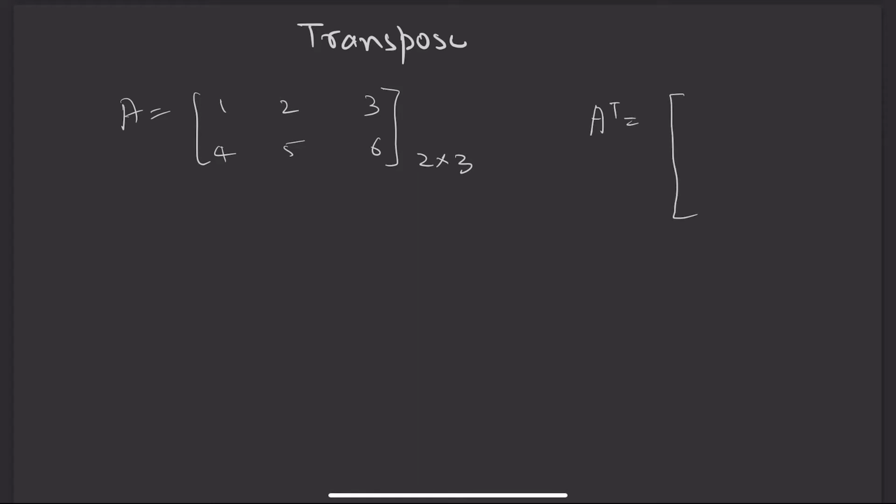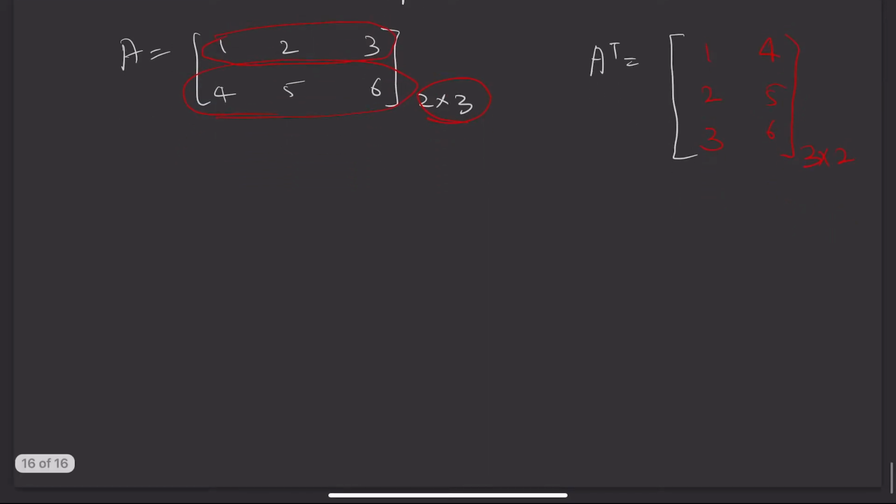So what basically we have to do is interchange the rows and the columns. So this row will now be our column 1, 2, and 3, and this row will be our second column 4, 5, and 6. So the order will be reversed. It will be 3 by 2. That's all about transpose. So now let's try to discuss some properties of transpose.